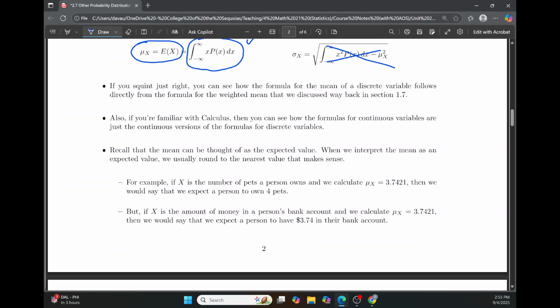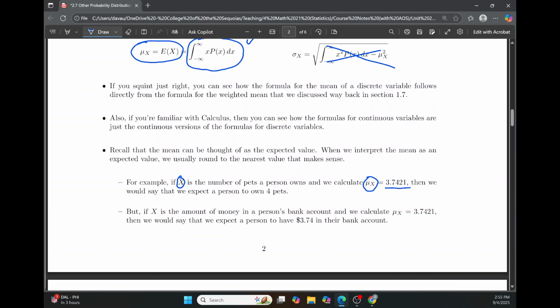We've talked about this already, but let me reiterate it and give you a couple of examples. For example, let's say that our random variable x represents the number of pets a person owns. And then we go to calculate the mean of the random variable x, mu sub x, and let's say that mu sub x comes out to 3.7421.